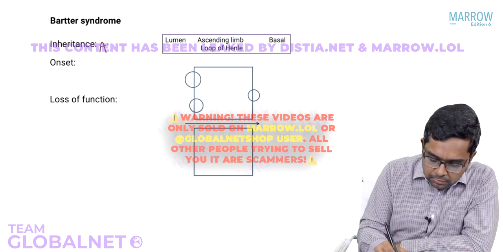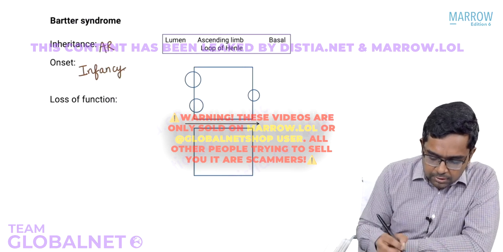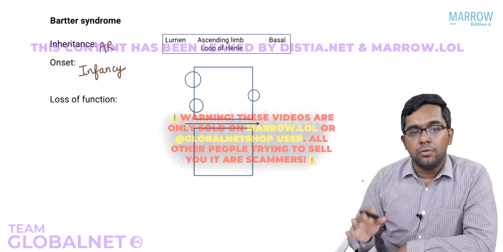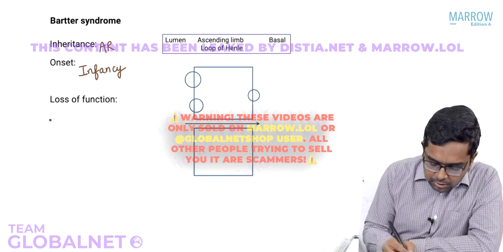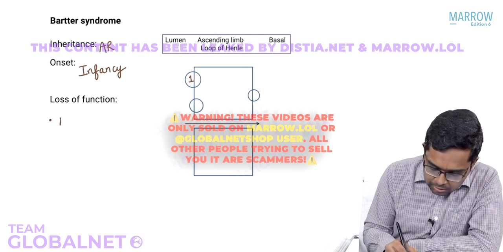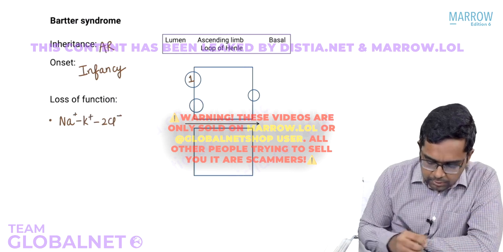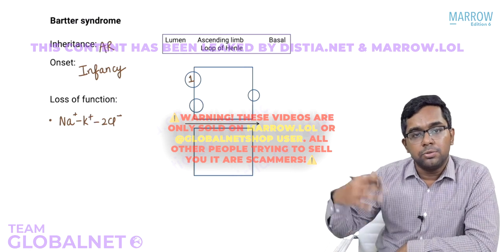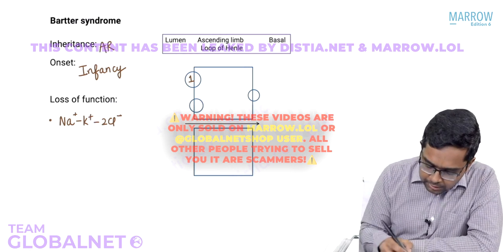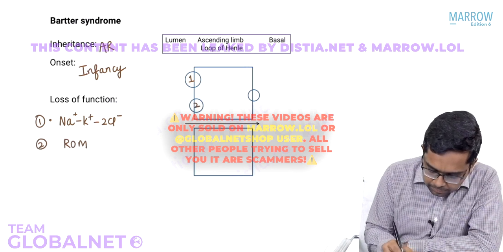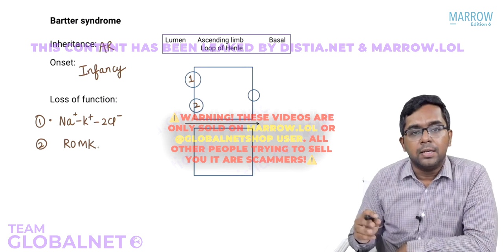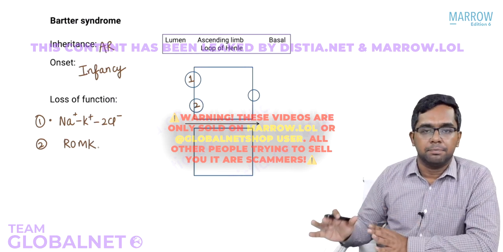It is an autosomal recessive disorder with onset in infancy, that is less than 1 year, which is characterized by loss of function of three important genes coding for some transporters. One gene is, this is number 1. What is that? It is the sodium potassium chloride co-transporter. That is the first transporter which is defective due to that defective gene. Okay, right. Second is this one. It is called the ROMK channel. What is ROMK? Renal outer medullary potassium channel. That is the second thing.